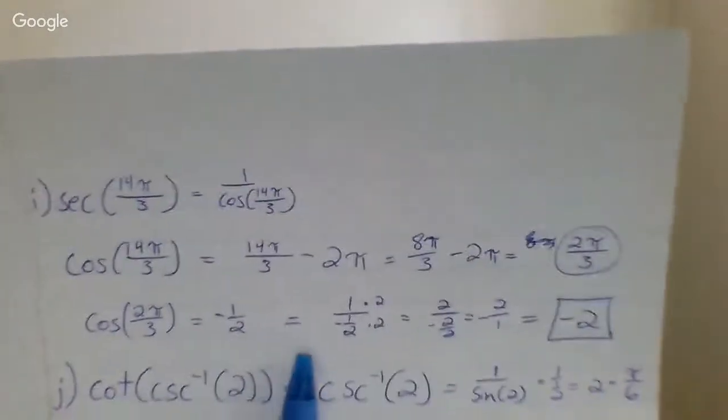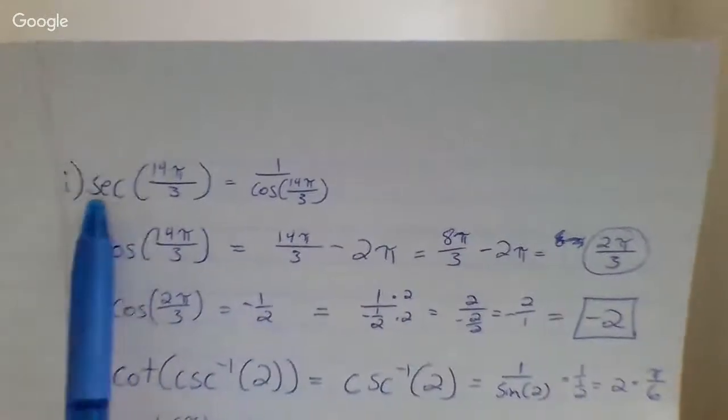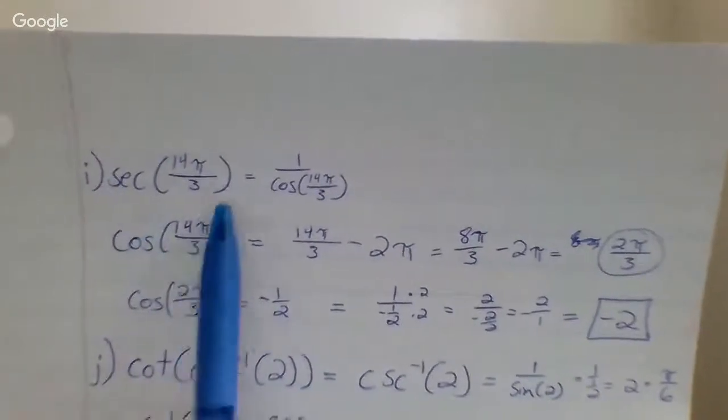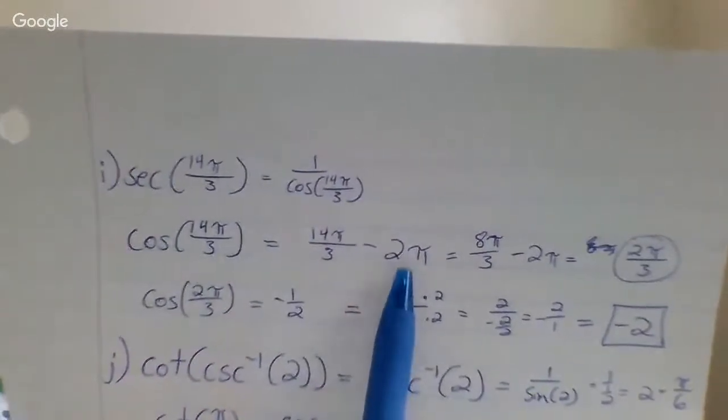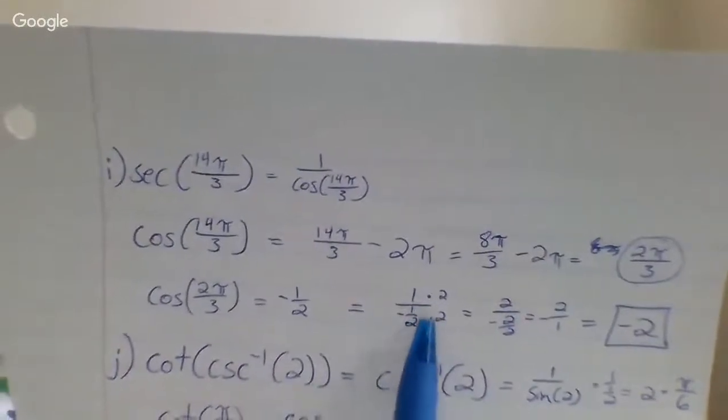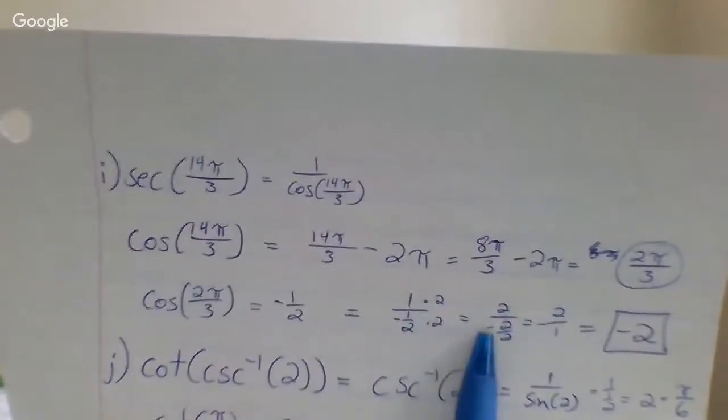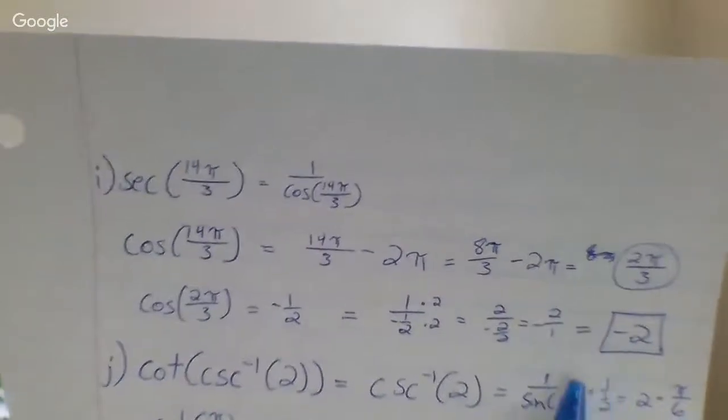Make sure you can see this. And then since we are actually solving for the secant, which is 1 over cosine, it's going to be 1 over -1 over 2, which I multiplied both sides by 2 and reduced down and got -2. So -2 is the value for that.